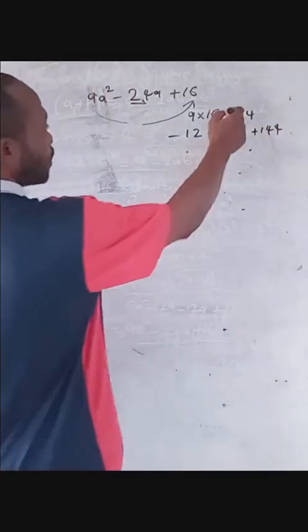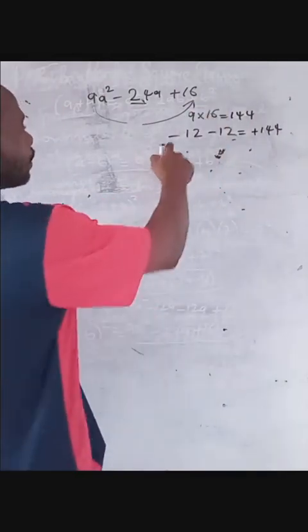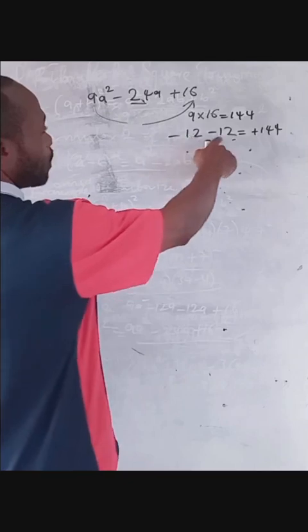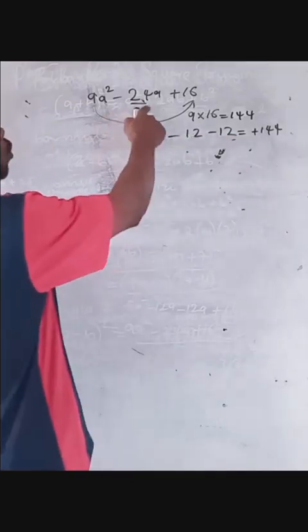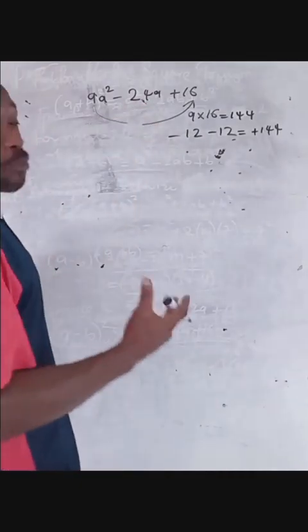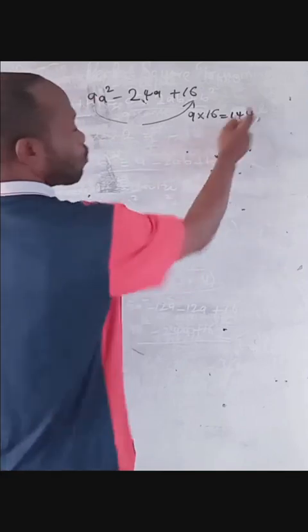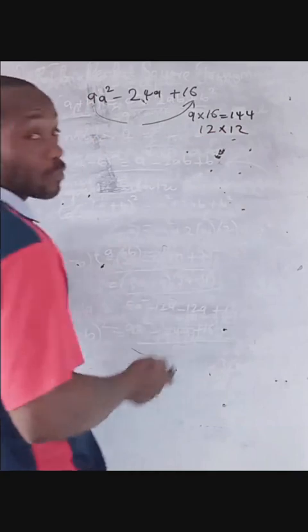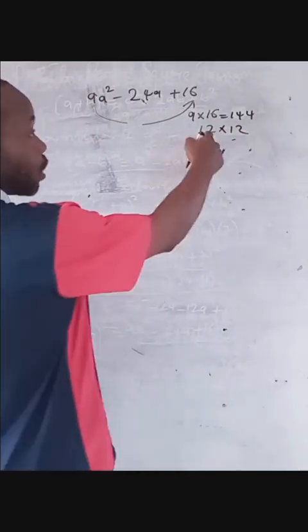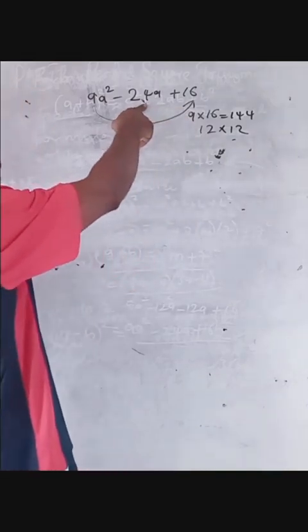Right? So to get this positive 144, we are going to use minus 12 minus 12. Minus 12 minus 12 will give us minus 24. So this is what I'm trying to achieve. I know that the factors of 144 are 12 and 12, multiplied by 12 is 144, right? And 12 plus 12 will give me 24.